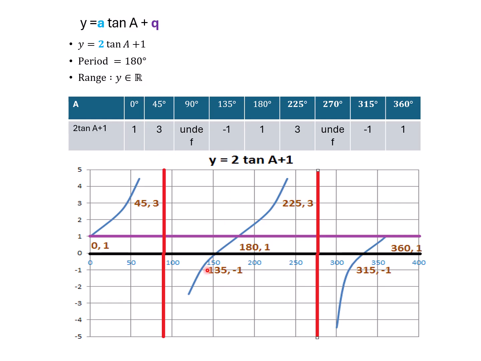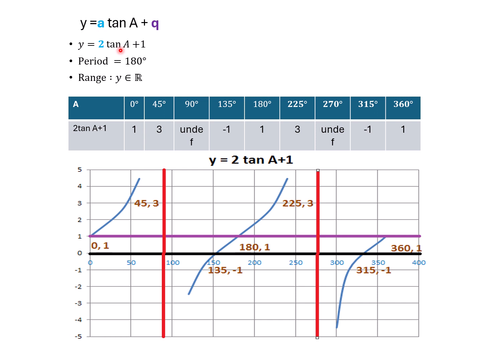The range: this graph can come all the way down and continue all the way down, and it can continue all the way up. Therefore, the range is y is an element of the real numbers, or y is an element of negative infinity to positive infinity. So I hope you follow that. Right? Now, they have used the table.